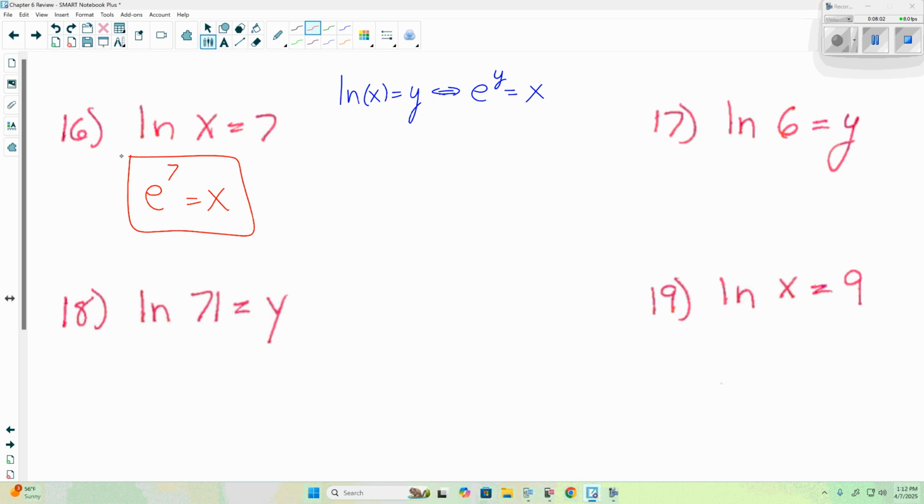So what would 17 be? E to the y equals 6. Yep. How about 18? E to the y. Last one.